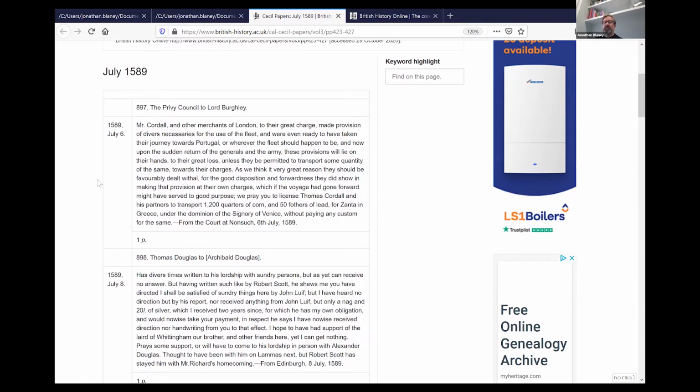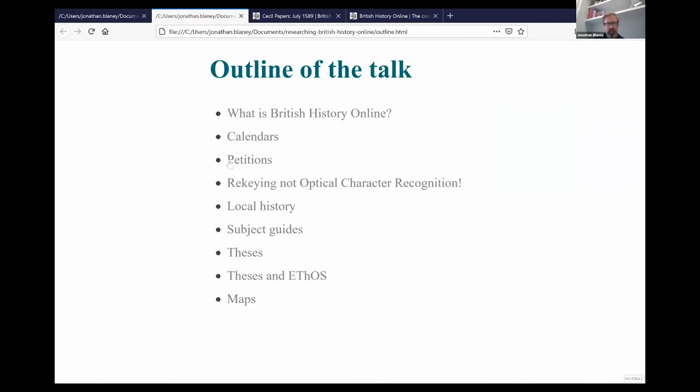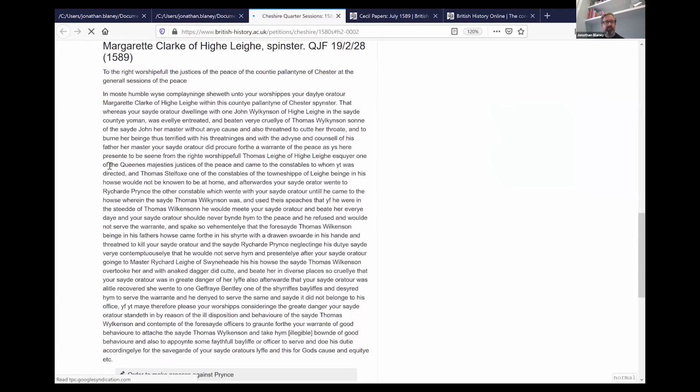And these are great, but it has to be admitted that they are really focusing on the elites of the British state. So I want to show you something newer on BHO, which is a bit of a contrast. So staying in 1589, I'll show you a petition. And this is the petition, as you can see, of Margaret Clark, a spinster living in the village of Highley in Cheshire, in 1589, at the quarter session.